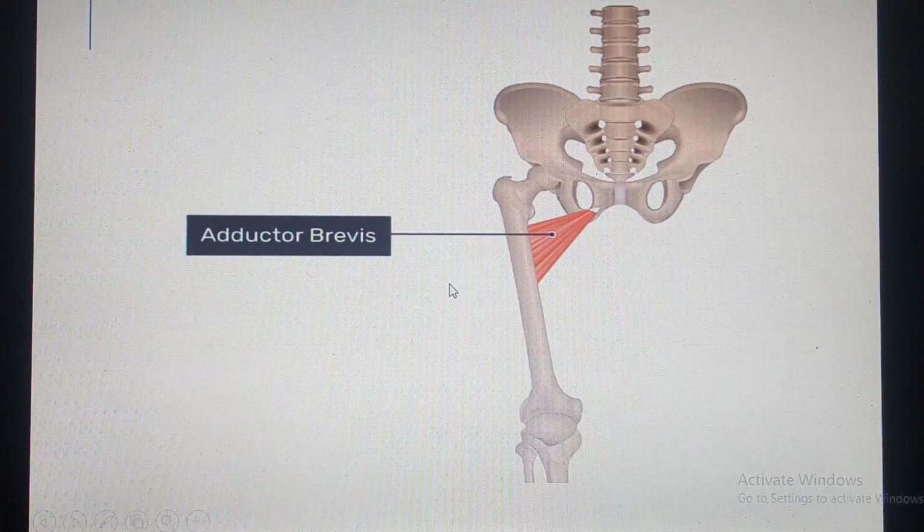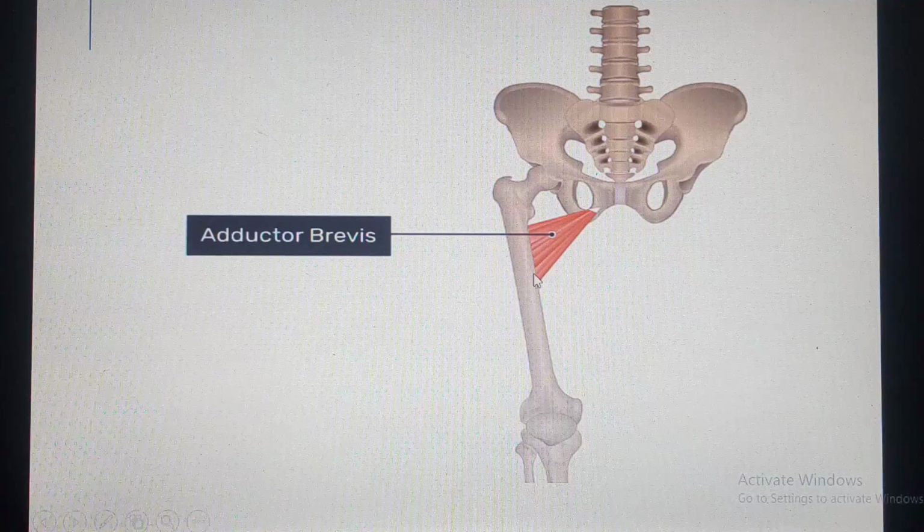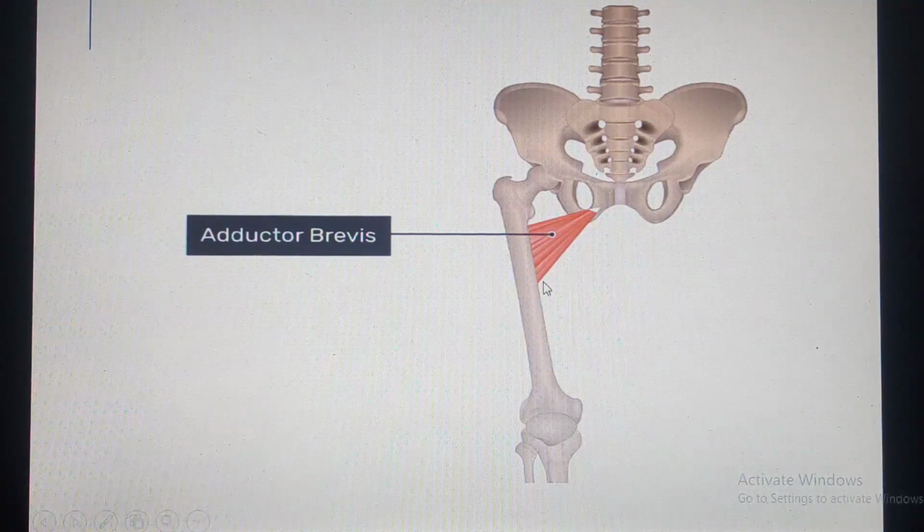So just like adductor longus, this one will also be supplied by the anterior division of the obturator nerve. But remember that deep to this one we have a very large muscle known as the adductor magnus muscle. Now in between the brevis and the magnus, will be the posterior division of the obturator nerve. Therefore I can say that the posterior aspect of this muscle also gets some innervation from the posterior division of the obturator nerve.